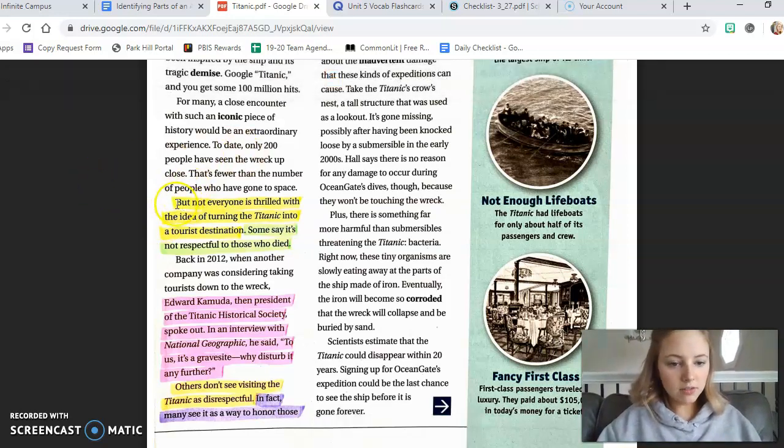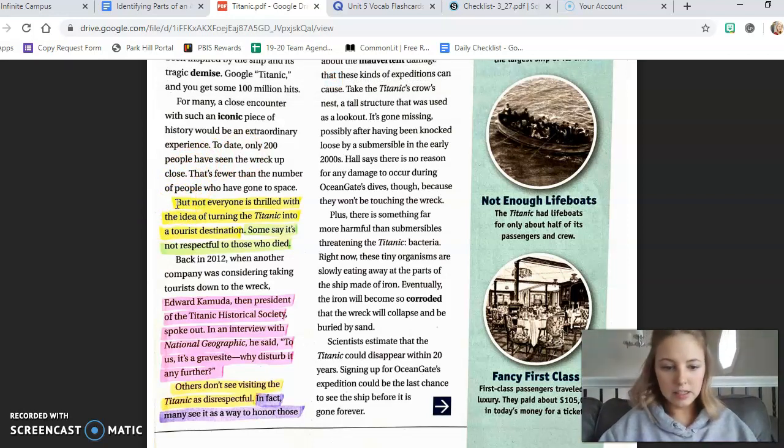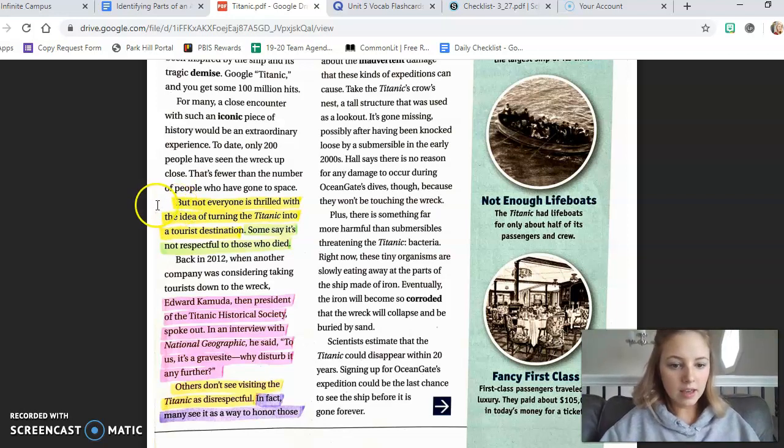So if you just kind of read along with me, I hope you've clicked this link and have it up in front of you on the side of this screen. Let's take a look. "But not everyone is thrilled with the idea of turning the Titanic into a tourist destination. Some say it's not respectful to those who died. Back in 2012, when another company was considering taking tourists down to the wreck, Edward Kamuta, then president of the Titanic Historical Society, spoke out. In an interview with National Geographic, he said, 'To us, it's a grave site. Why disturb it any further?'"